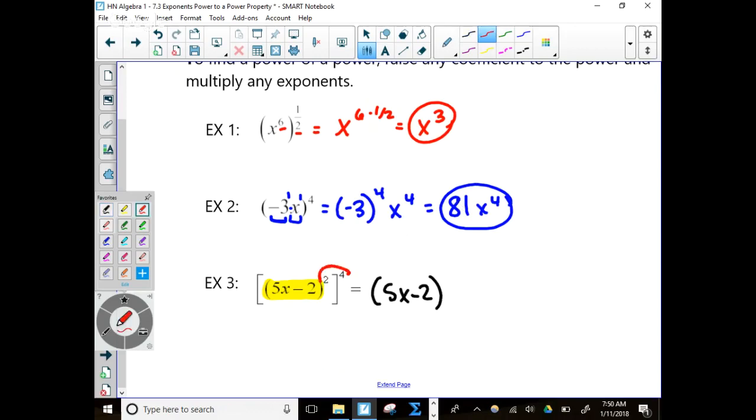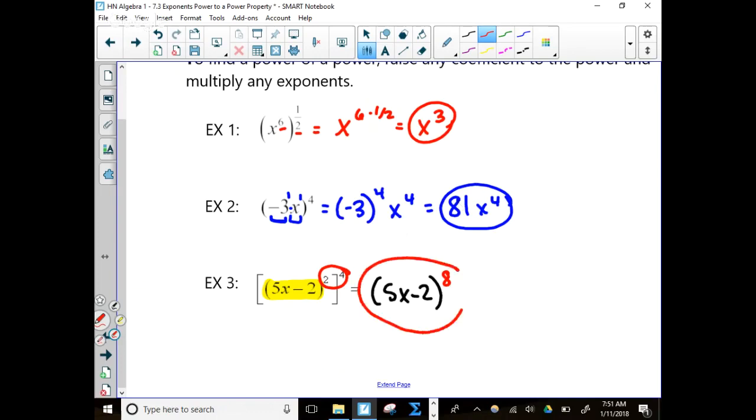And then what you're going to do is multiply the exponents. So 2 times 4 would be 8. So I need you to keep it like that. 5x minus 2 to the 8th power. This is what we're going to focus on next lab. So it's a little bit of an introduction into next lab.